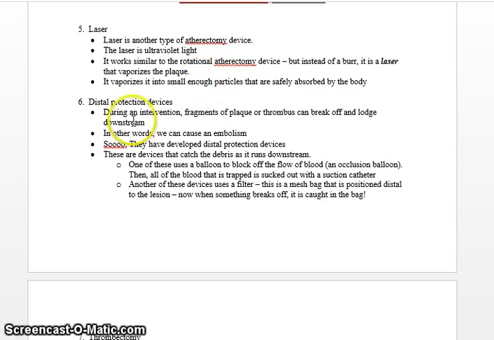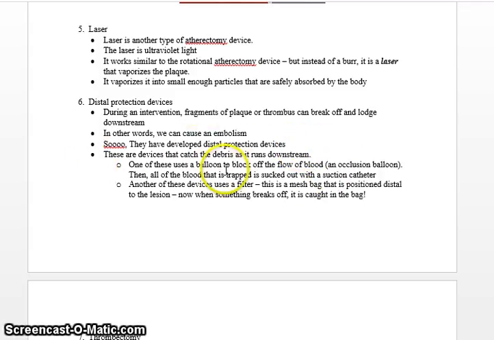Then we have the distal protection devices. Okay, so also known as, the one I'm most familiar with is the filter wire. So during an intervention, fragments of plaque or thrombus can break off and lodge downstream, meaning they can cause an embolism. So they have developed distal protection devices. These are devices that catch the debris as it runs downstream.